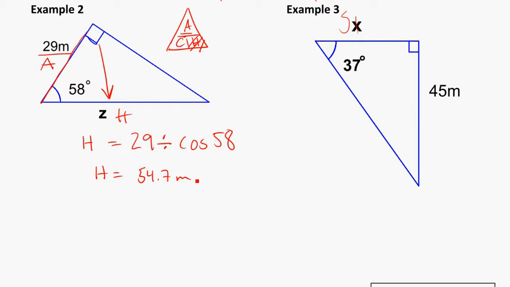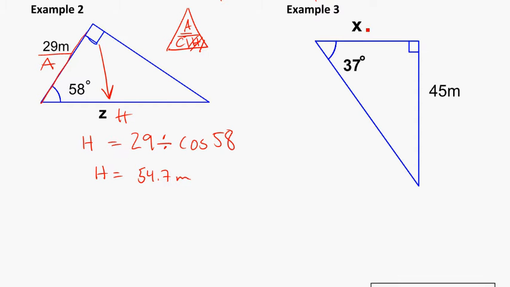54.7 meters. So again, here I have an A and an H, and because I'm looking for the hypotenuse, I cover it up and I'll use division. And it's always the top thing first, so the 29 divided by the cos 58. If you do it the other way around, you get a different answer that's not correct.